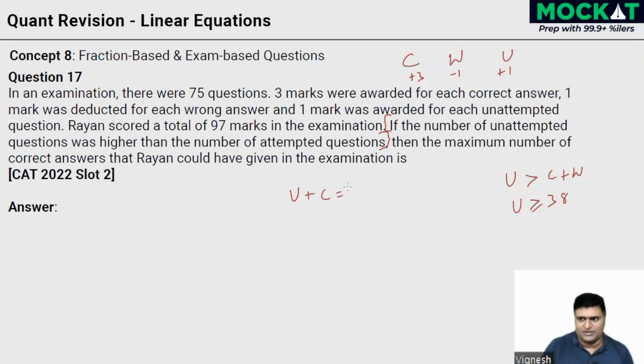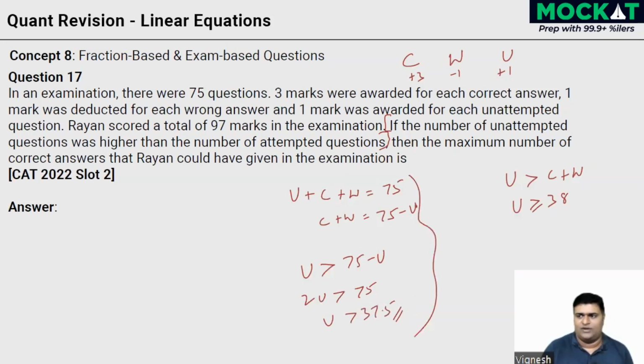this is not going to get you marks in the school exam, right? But if you want to follow something like U plus C plus W equals 75, C plus W equals 75 minus U, and then say U is going to be greater than C plus W, which is 75 minus U. I can write 75 minus U, bring the U here. 2U is greater than 75. U is greater than 75 by 2, which is 37.5. Lot of steps, but you'll still get the same. U has to be greater than or equal to 38, right?